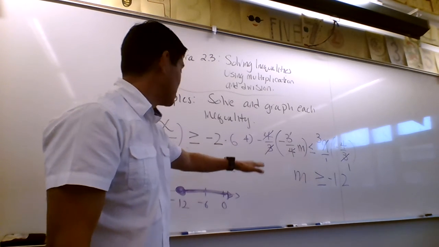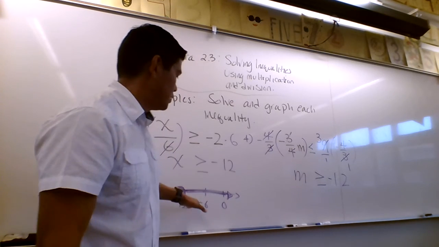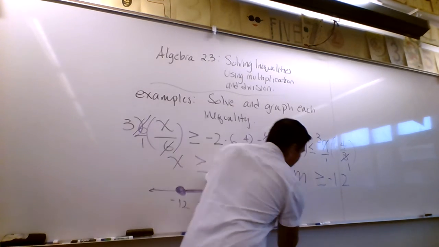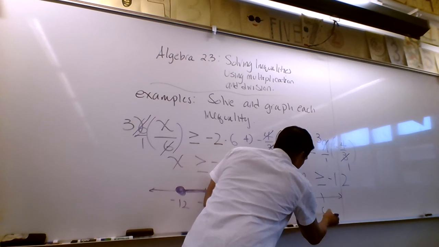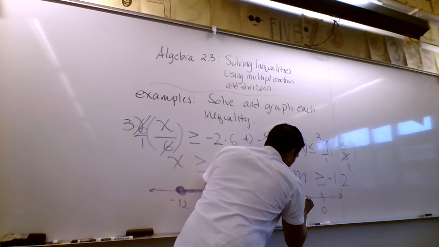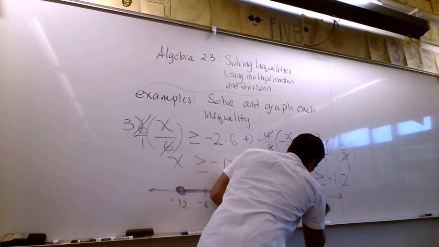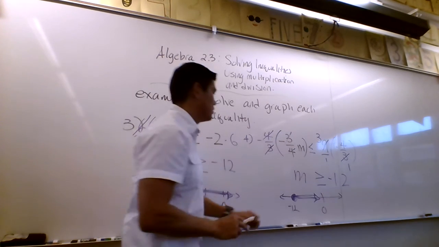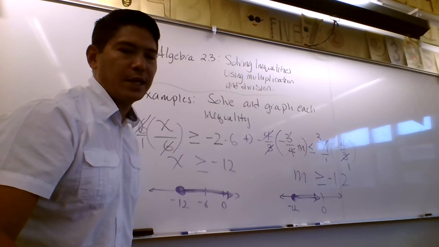We actually have the same solution with a different variable as the last inequality. So you definitely should be able to graph that. 0, negative 12. We have a filled-in circle, and then the arrow goes to the right for the solution of the inequality.